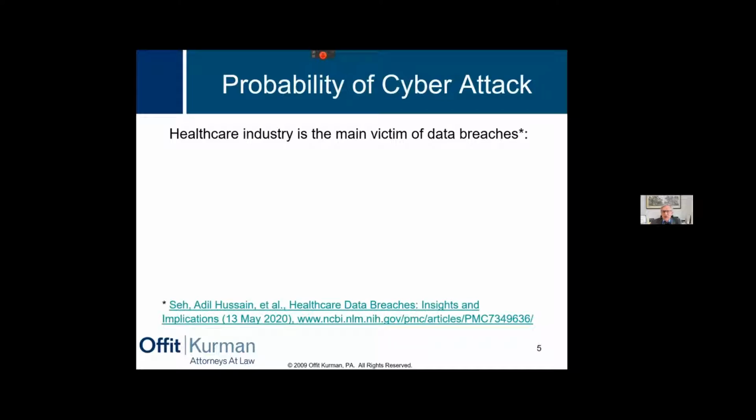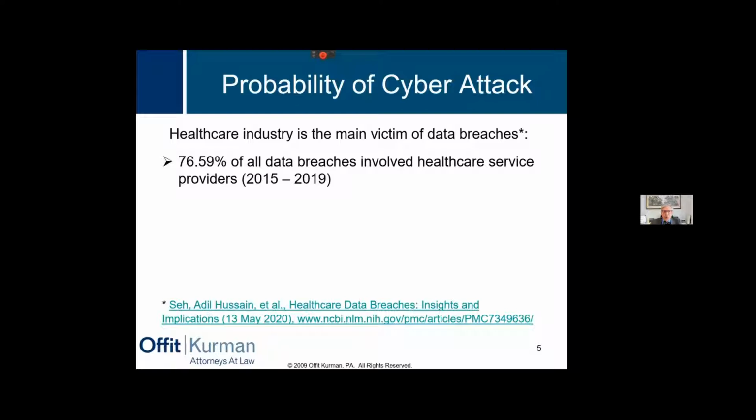The healthcare industry is the main victim of data breaches because patient information has a resale value on the dark web that is in the hundreds of dollars per patient record. 76.59% of all data breaches involved healthcare service providers during the period 2015 through 2019. So you would have to categorize the probability of cyber attack as high.